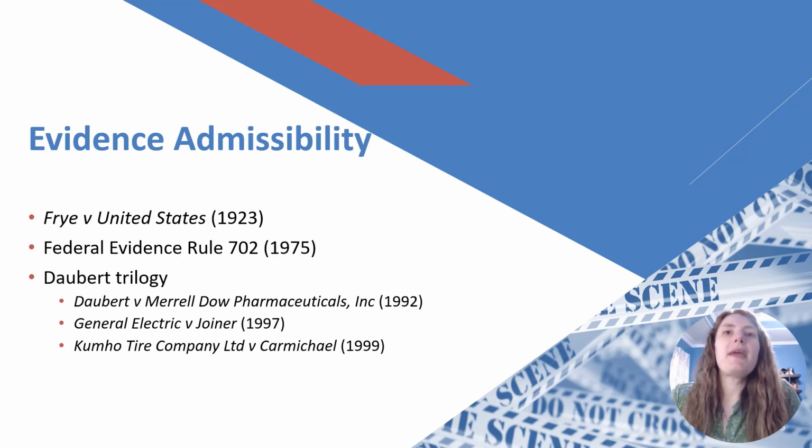Now, there are 5 major cases that affect evidence admissibility, listed here on the slide. We're going to go over the first 2 in depth during this video, and then the following video goes over more depth about the Daubert trilogy.